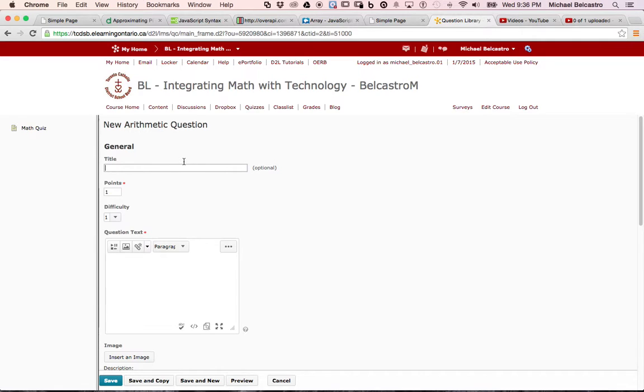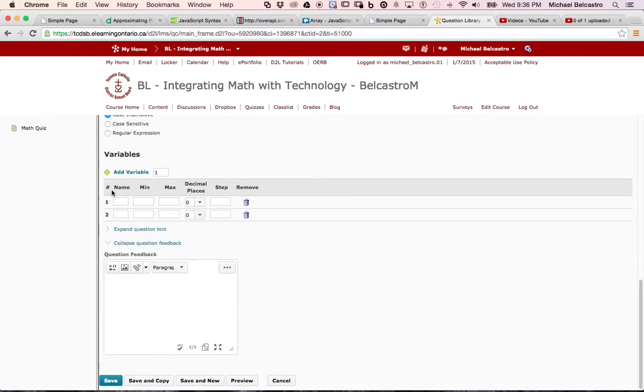So again, get a titling system. So I'm going to call it, I don't know, adding. Okay, I'll work on adding. Maybe it's worth 1 point. I'll say if it's difficult. Okay, when you build the question, you need to include variables in it. And I'll show you down here is we're going to set our parameters for our variables. So it's at the end.